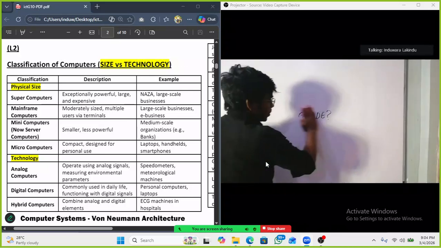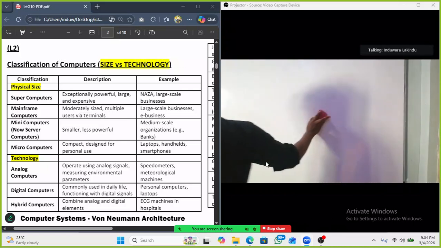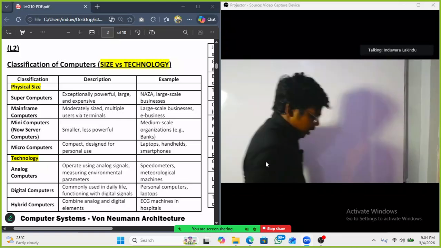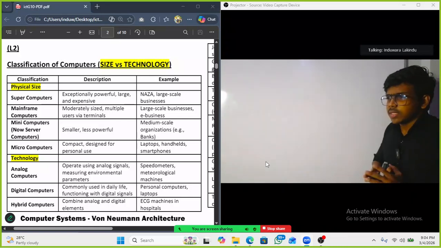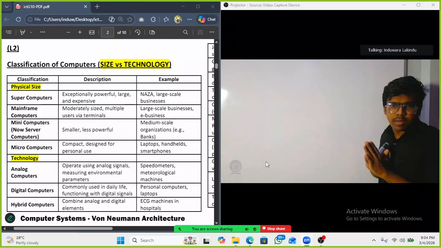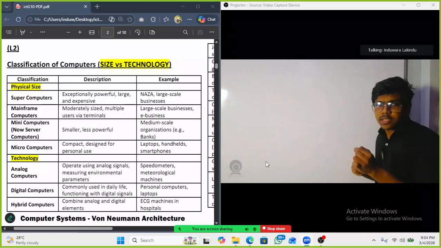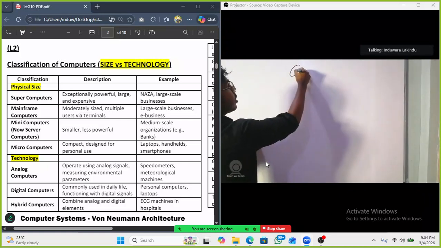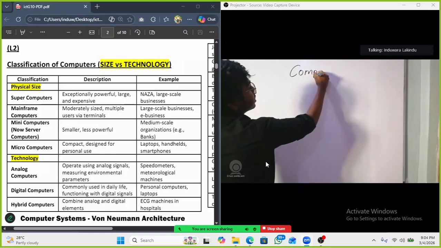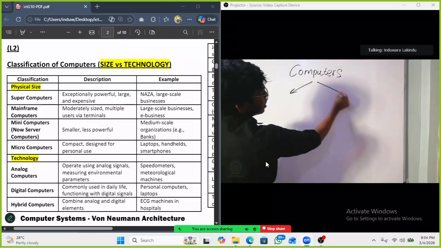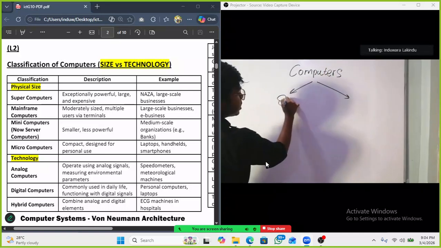So lesson number 2, computer systems. Okay, this is the case. Computers can be categorized based on size and technology. Listen carefully. Computers can be categorized based on size and technology.